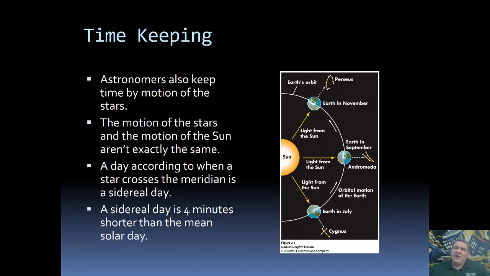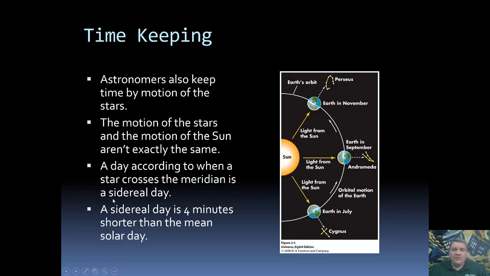Now, what we've talked about is the solar day. This is what most people care about. We like to be up and doing stuff when the sun's up, and we go to bed when the sun goes down. However, astronomers have another way of keeping track of time, and this is based off of the motion of the stars. Okay, so we have a solar day, which is based on the motion of the sun. We also have a sidereal day, which is based on the motion of the stars.